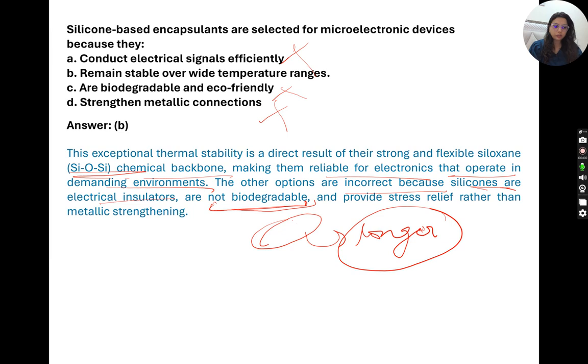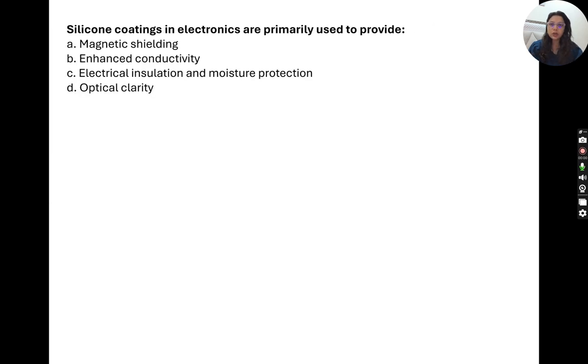Okay, then let's move forward with the next question. Silicone coatings in electronics are primarily used to provide what? Magnetic shielding, enhanced conductivity, electrical insulation and moisture protection, or optical clarity. This is also a very simple topic because we have just read about the properties of these silicones.